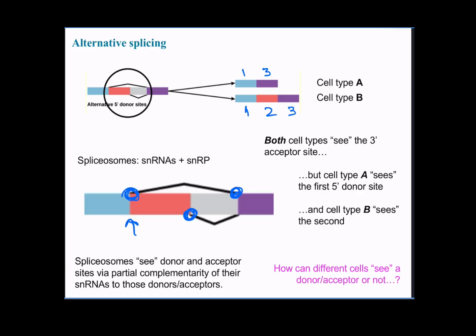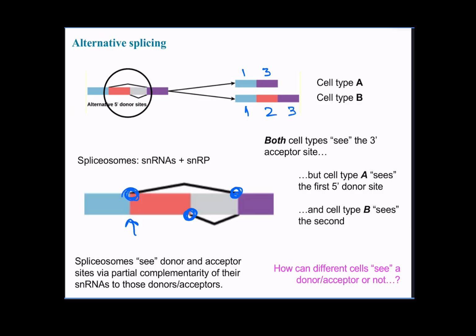So my question to you is, how can different cells see a donor or acceptor site or not? How could, let's say, this first donor site be invisible to cell type B? Donor site or acceptor site. How do spliceosomes look for donor and acceptor sites? What do they use to look for these things? It is the snRNAs. These snRNAs will find donor and acceptor sites based on base complementarity.